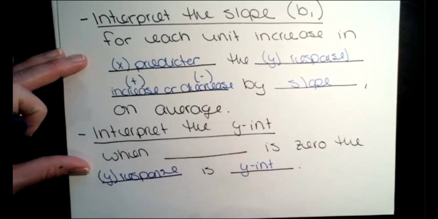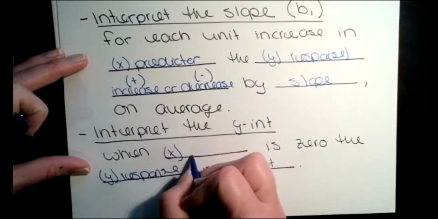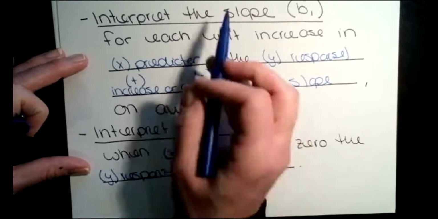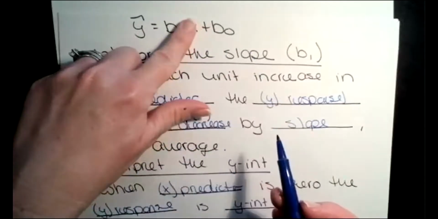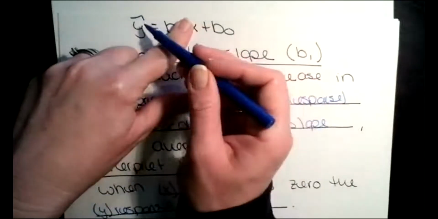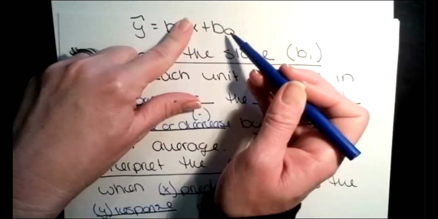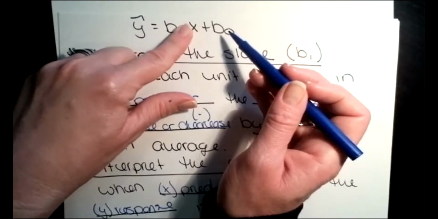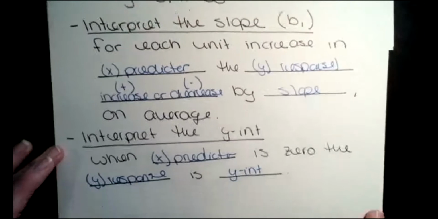After all, that's what it is, right? So if you were to plug 0 into your equation here, then my Y value is my y-intercept. And that's all we're saying. If my X is 0, then my Y is equal to my y-intercept. So that's all we're saying.